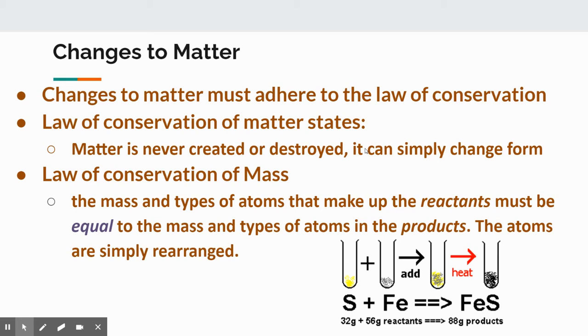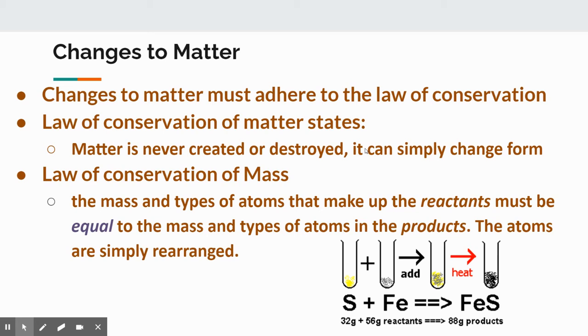Just like when we have chemical properties we're trying to change the identity of the substance, we have to adhere to the law of conservation of matter. So matter cannot be created or destroyed, it can only be changed in form. And so therefore, the law of conservation of mass is true, that the mass of the reactants must add up to equal the mass of the products.